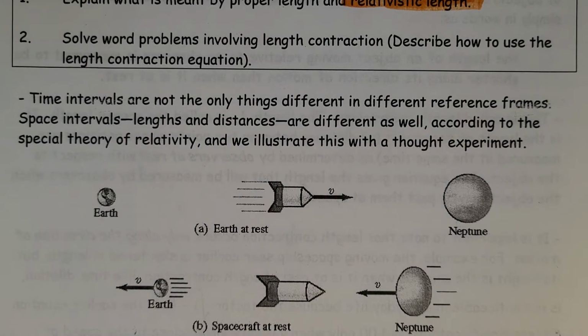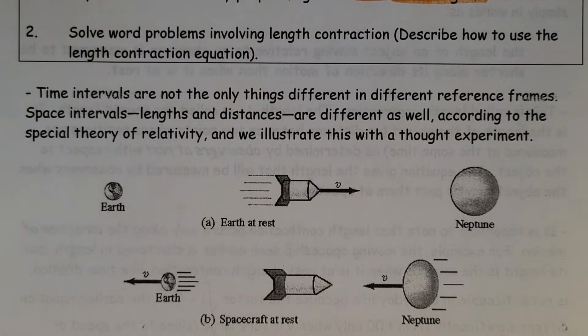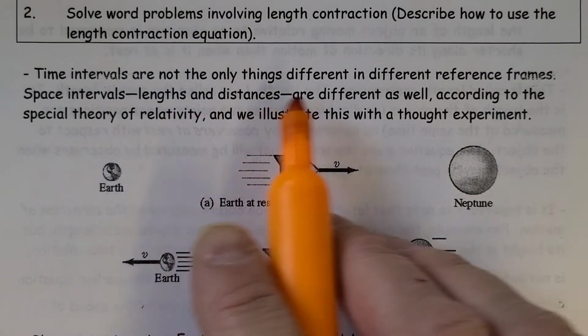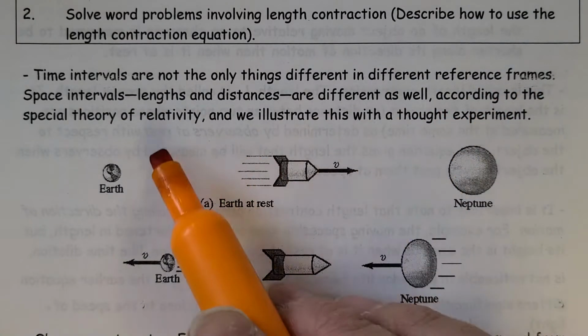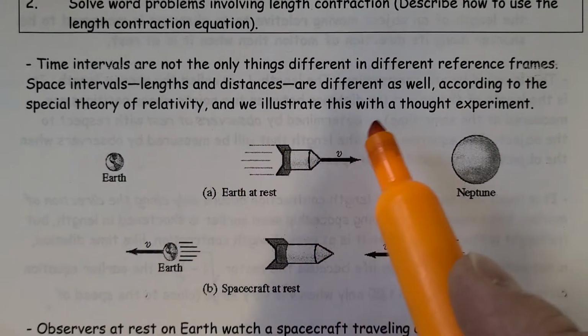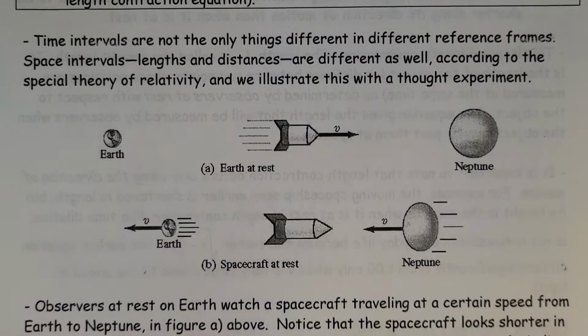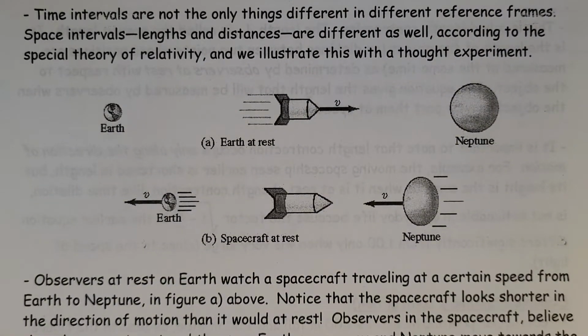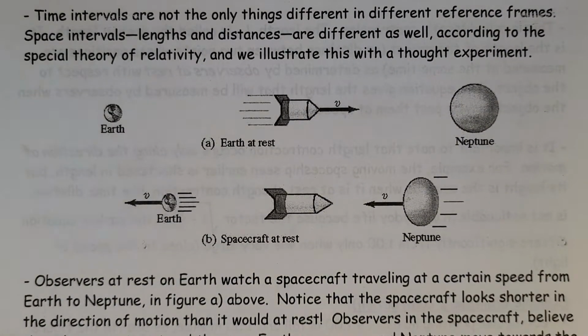So just like time dilation, there'll be a length contraction as well. Time intervals are not the only thing different in different frames. In space travel, lengths and distances are often different as well. According to the special theory of relativity, we can illustrate this through the following.